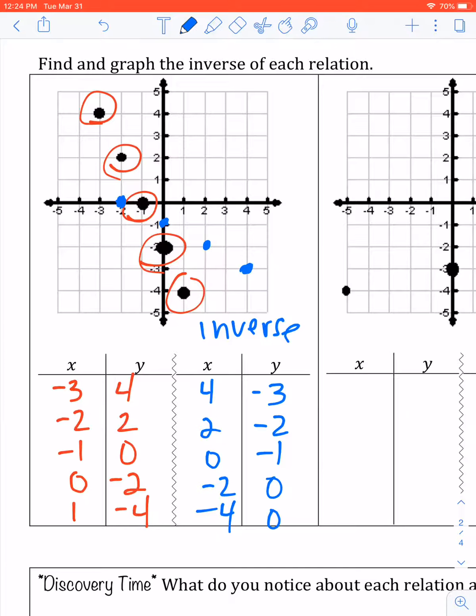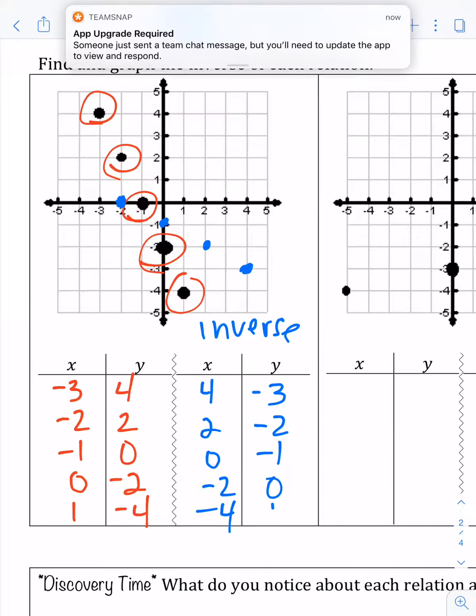And I have another misprint. Sorry. Oops. This should be the point negative 4, 1.